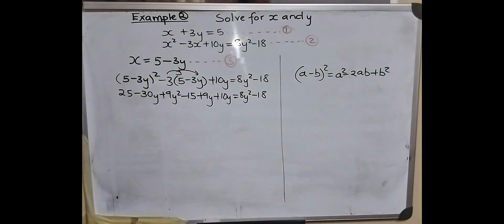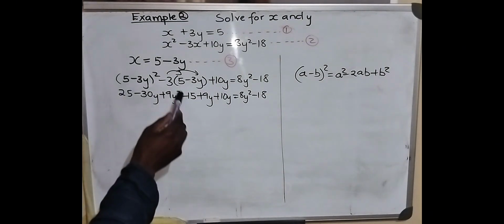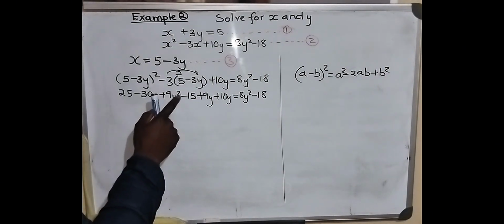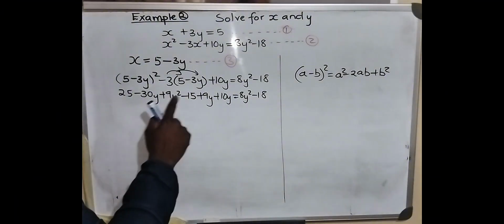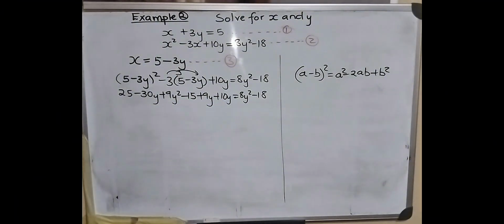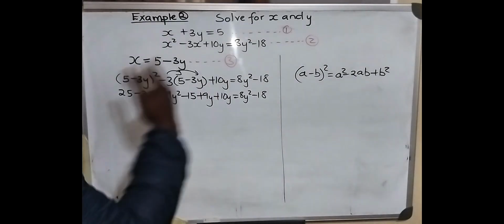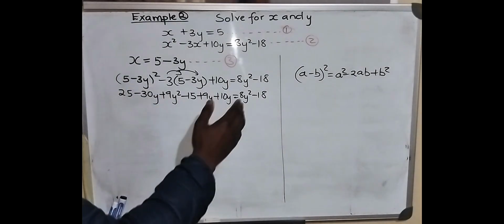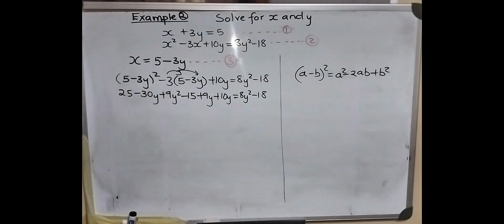Right. So what are we going to do now? Now, because I see the highest degree here is 2, we know that we're going to obtain a quadratic, so we can take everything to one side of the equation and equate that to 0. Right. So what are we going to obtain here?